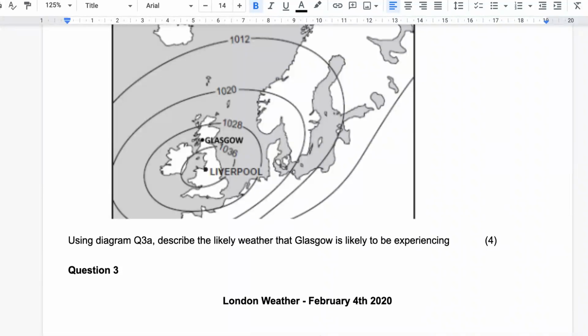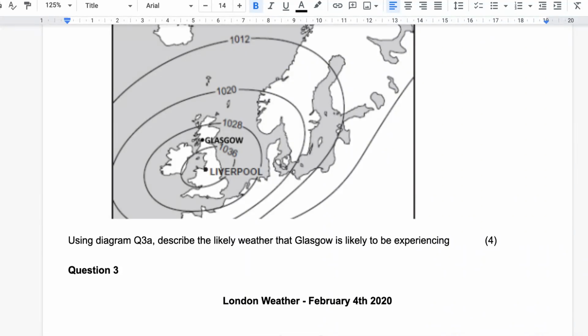Let's think about the synoptic weather map, though. So what other information can we get from this? Well, this is high pressure. And the reason you know it's high pressure is because the air pressure is 1028, 1036, 1020. This is a very high pressure. So without any doubt this is a high pressure. So everything you write about must be linked to the type of weather you get with high pressure.